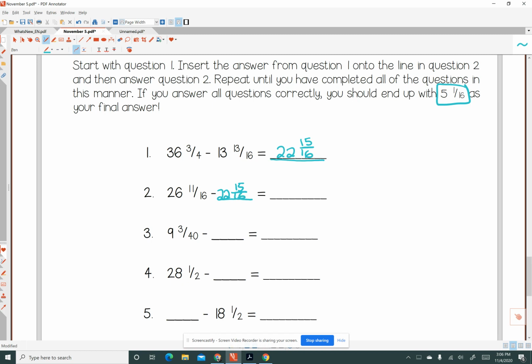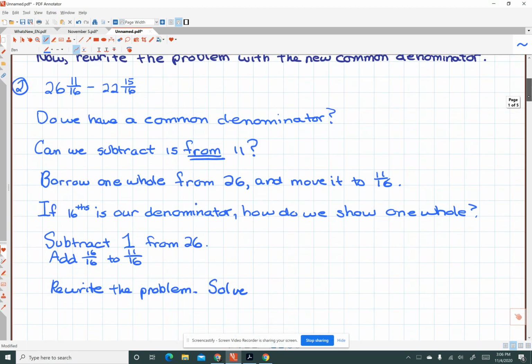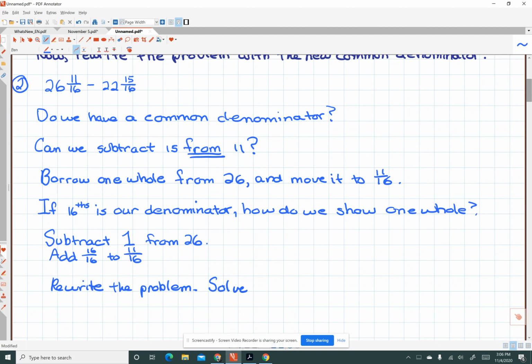And now we're ready to go on to number 2, which I've started already. So, do we have a common denominator? Yes, we do. Can we subtract 15 from 11? No. So what must we do? We must borrow 1 whole from 26 and move it to 11/16.